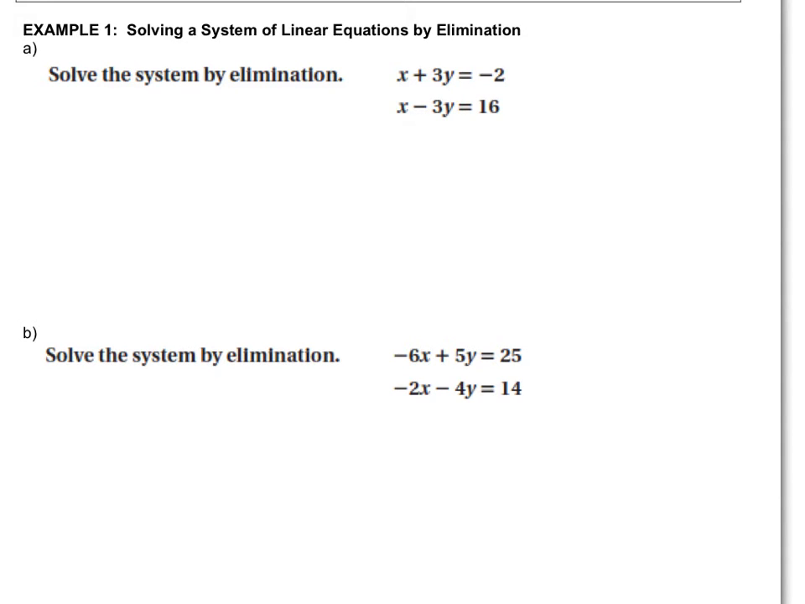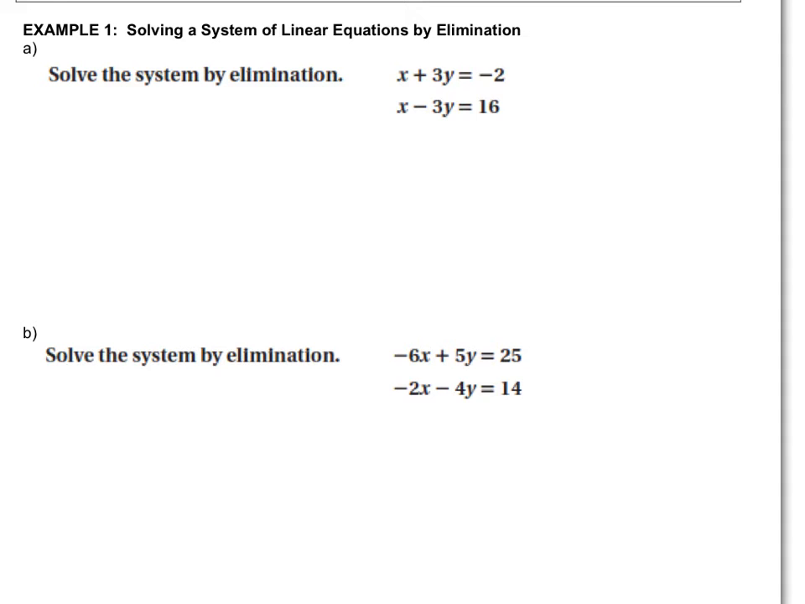Step 2 says to multiply one or both equations by some constant so that we have opposite coefficients. Well, right here, we have opposite coefficients. Remember, the coefficient is the number in front of the variable. So we have a 3 and we have a negative 3. So really, step 2 is already done for us here.